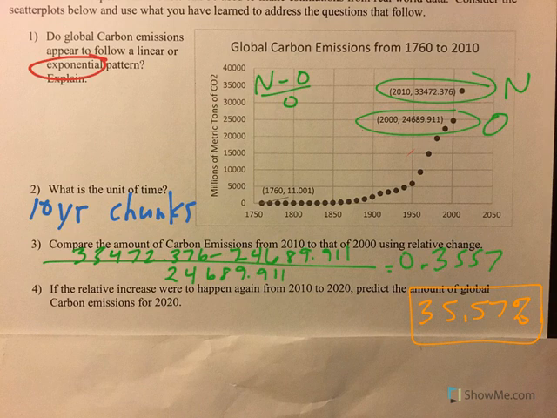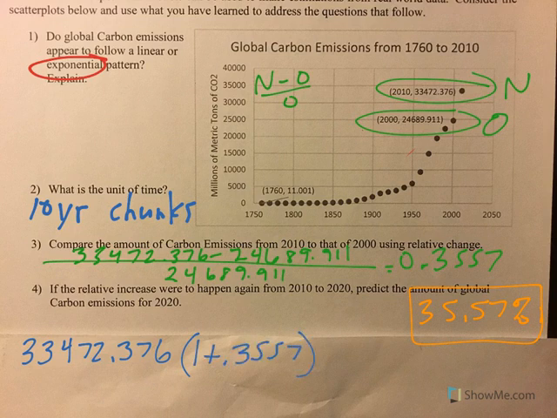If the relative increase were to happen again from 2010 to 2020, predict the amount. Okay, so we're saying in 2010, we had 33,472.376. We want to multiply by the increase. Remember back in a different video, we talked about taking 1 plus the percent increase. And we're just doing one time chunk, so our exponent would just be a 1, which is just saying we're going to take 33,472.376 and multiply by 1.3557.